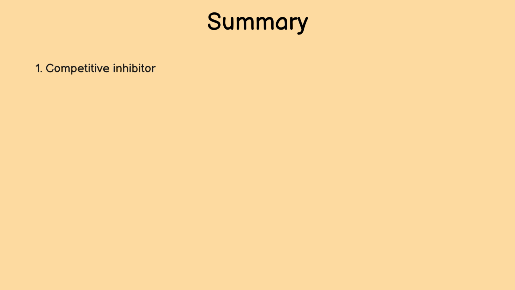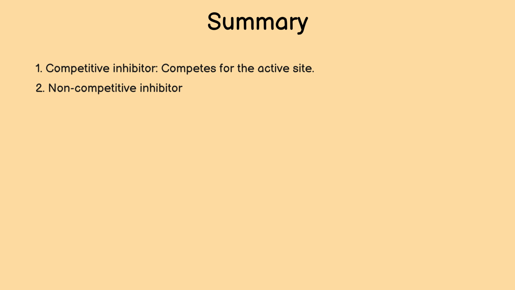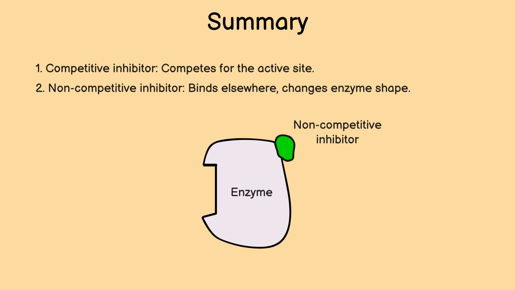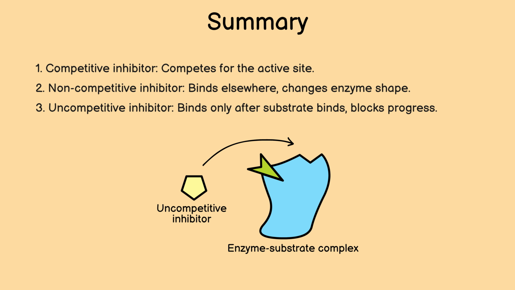So, to sum it up, competitive competes for the active site. Non-competitive binds elsewhere, changes enzyme shape. Uncompetitive binds only after substrate binds, blocks progress.